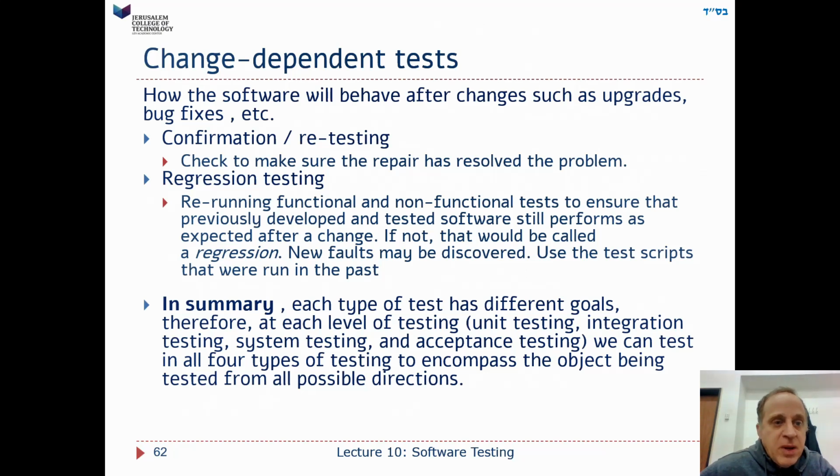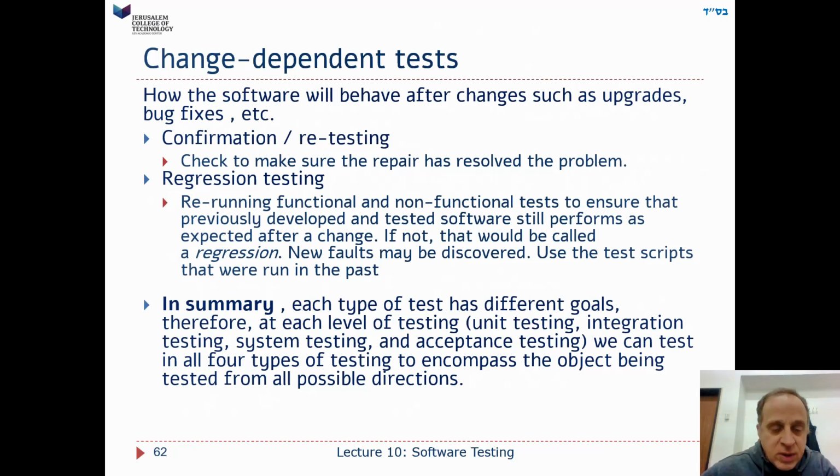There are also change-dependent tests: how the software will behave after changes such as upgrades, bug fixes, etc. Confirmation retesting: check to make sure that the repair has actually resolved the problem it was supposed to resolve. Regression testing: rerun functional and non-functional tests to ensure that the previously developed and tested software still performs as expected after a change.